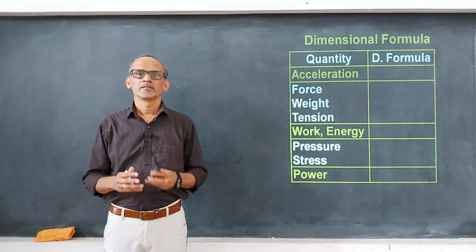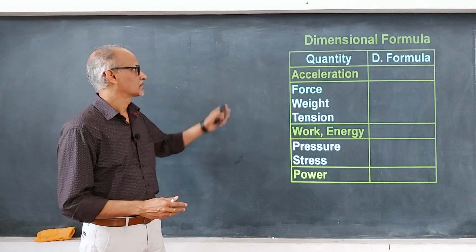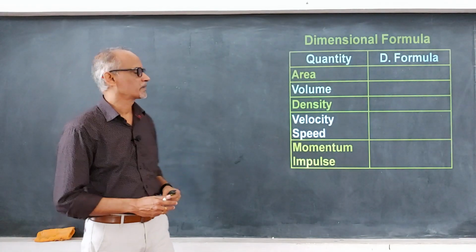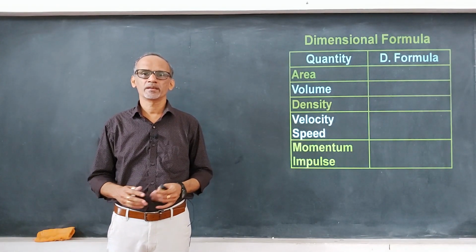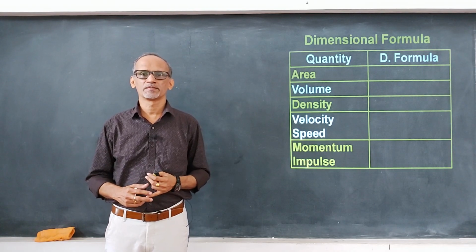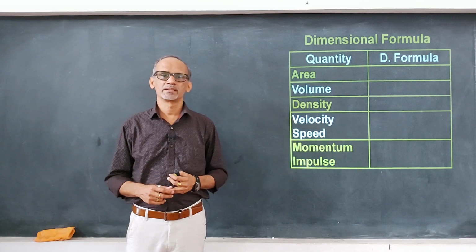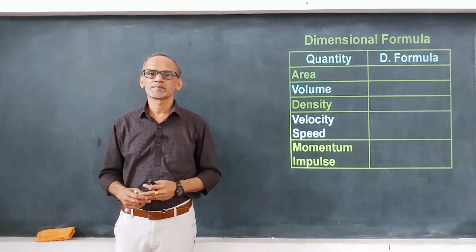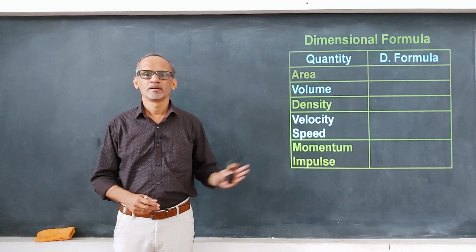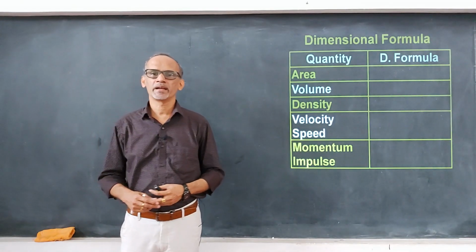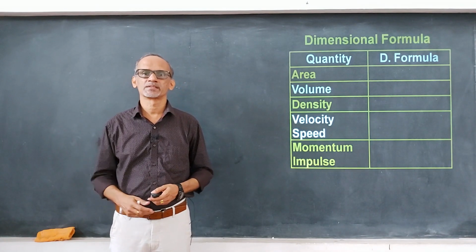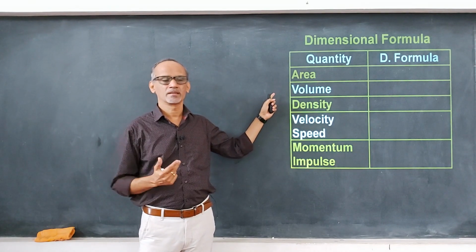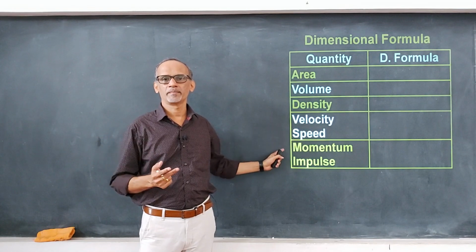First, the dimensional formula for all the quantities that we have discussed, starting with area. What is the dimensional formula of area? It is L square. After that, volume. What is the dimensional formula of that? L cube. Density, ML to the power minus 3. Then velocity or speed, which is LT minus 1. Then we have momentum and impulse, which is MLT minus 1. L square, L cube, ML to the power minus 3. Then LT minus 1, MLT minus 1.